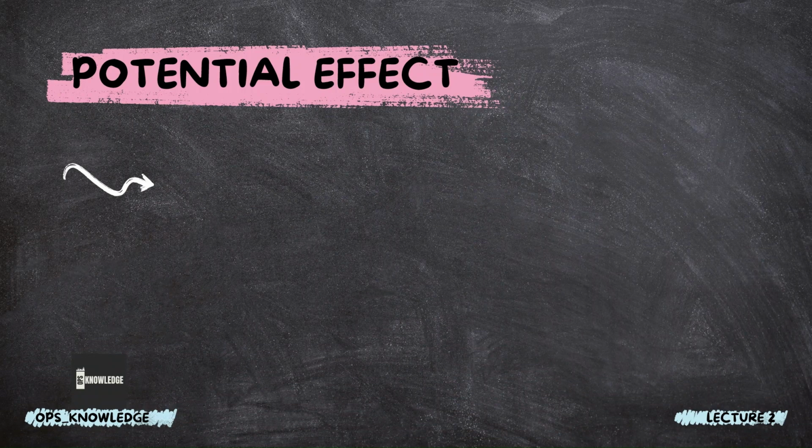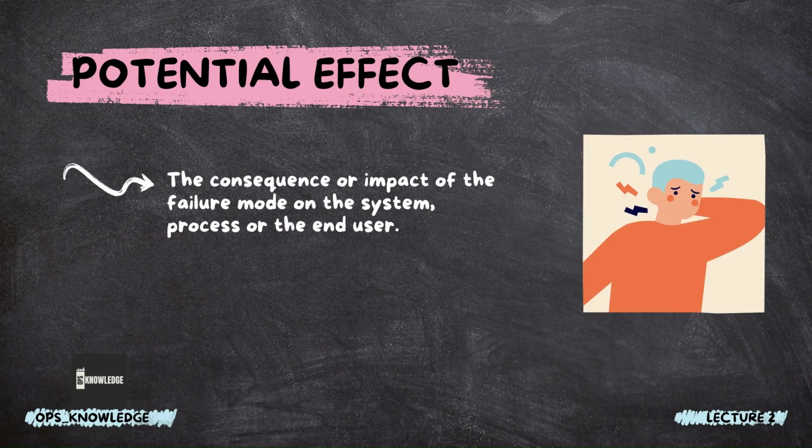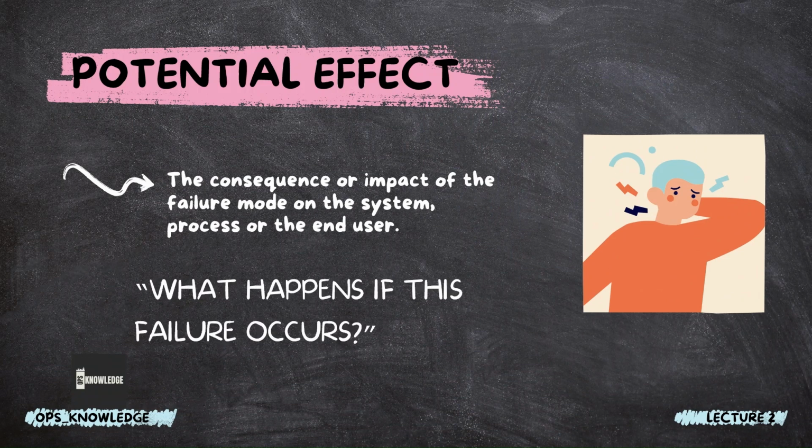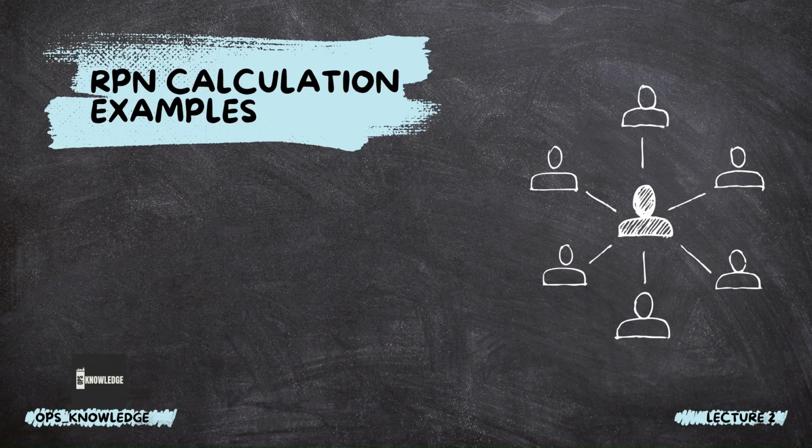Now, let us understand potential effect. According to the definition, the consequence or impact of the failure mode on the system, process, or the end user. Or the question could be, what happens if this failure occurs? Or what happens if it goes wrong? That is the consequence. Now, let us go to the next slide.